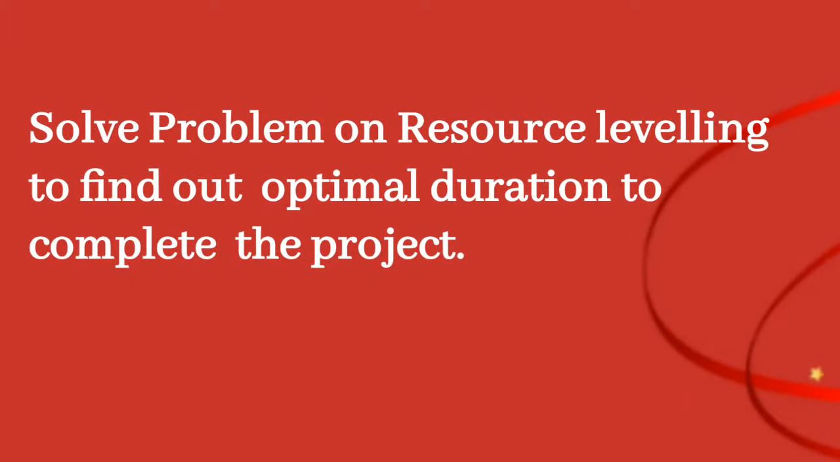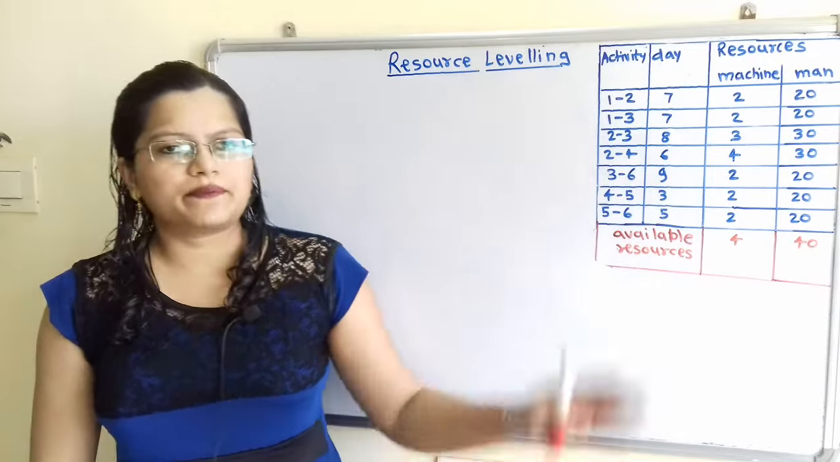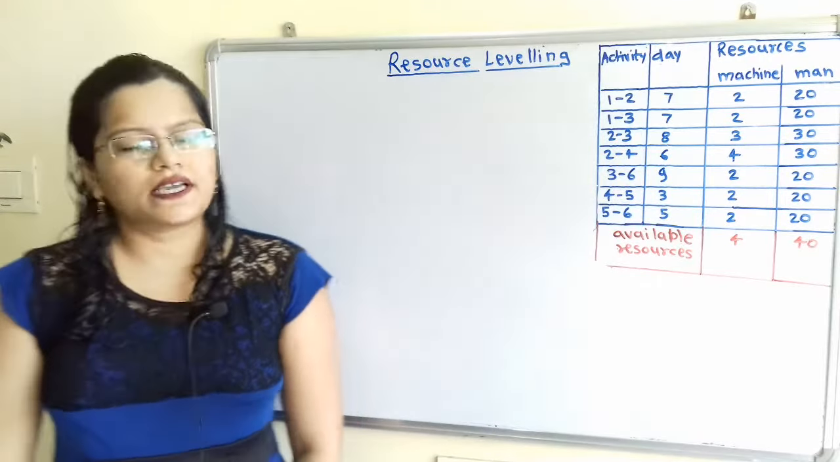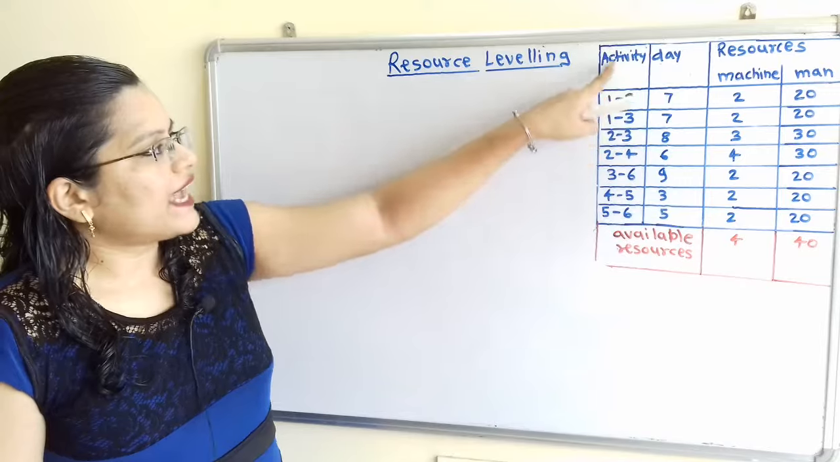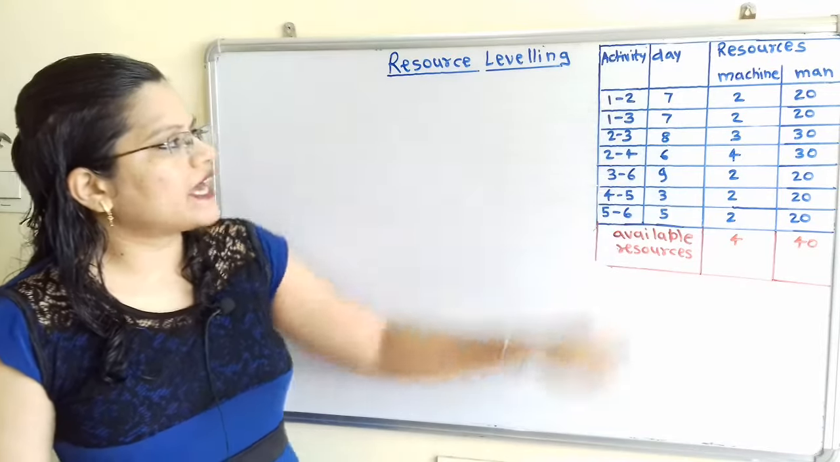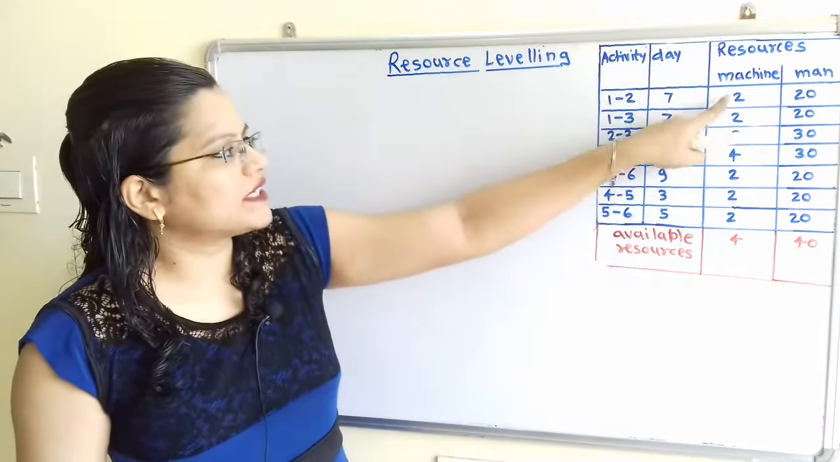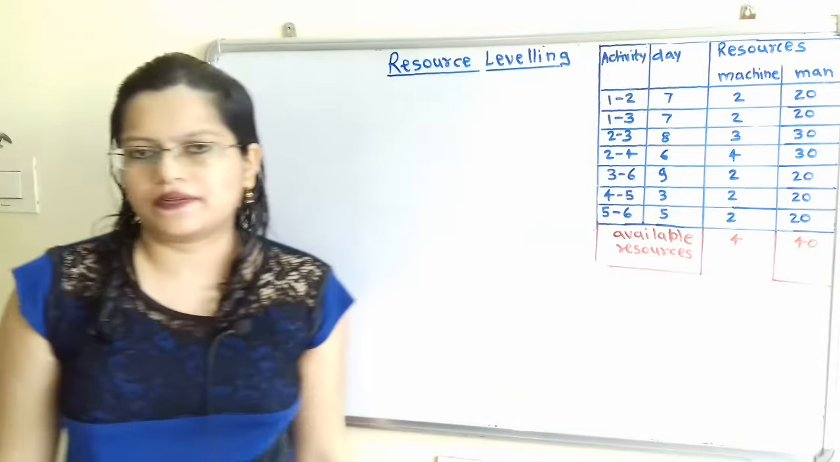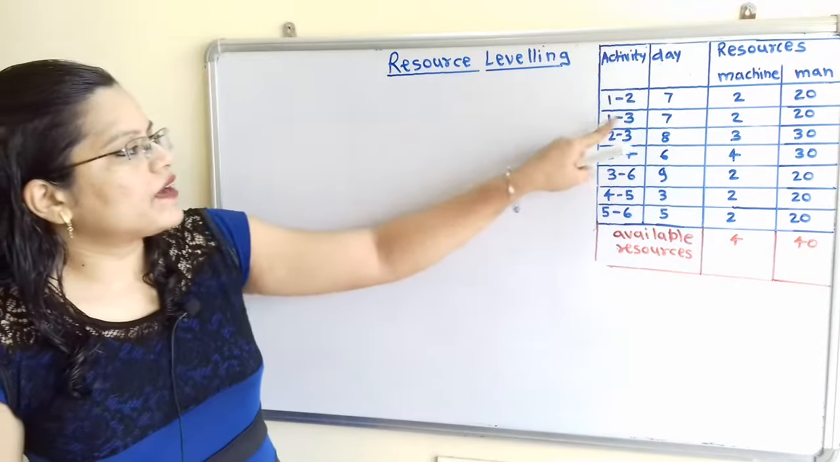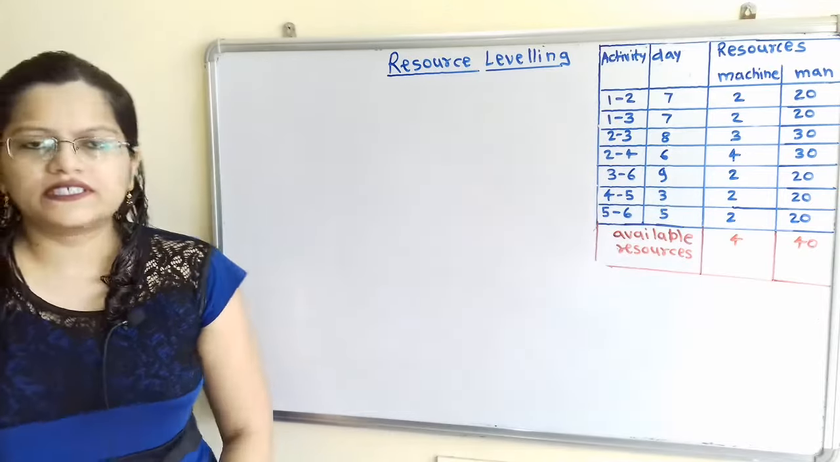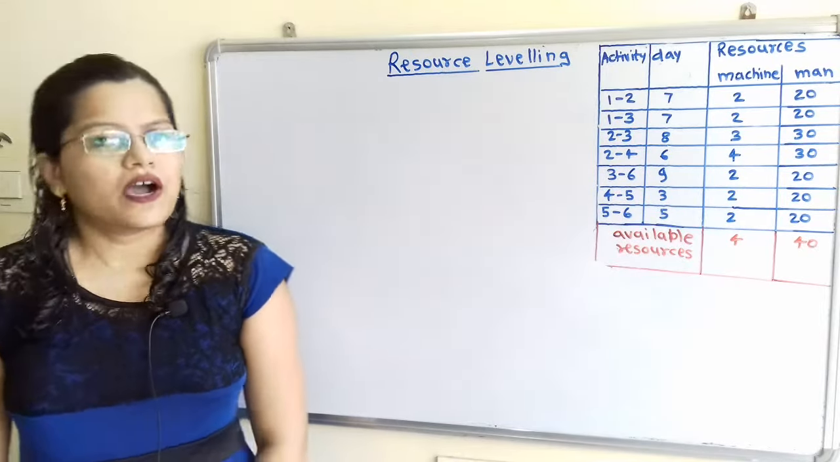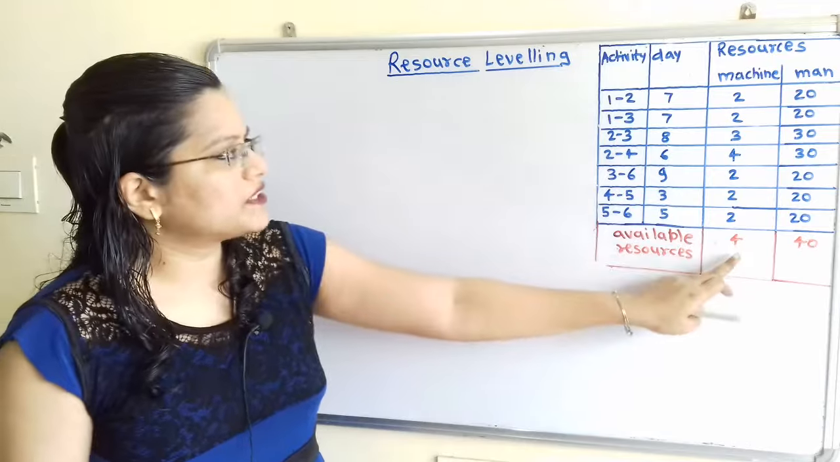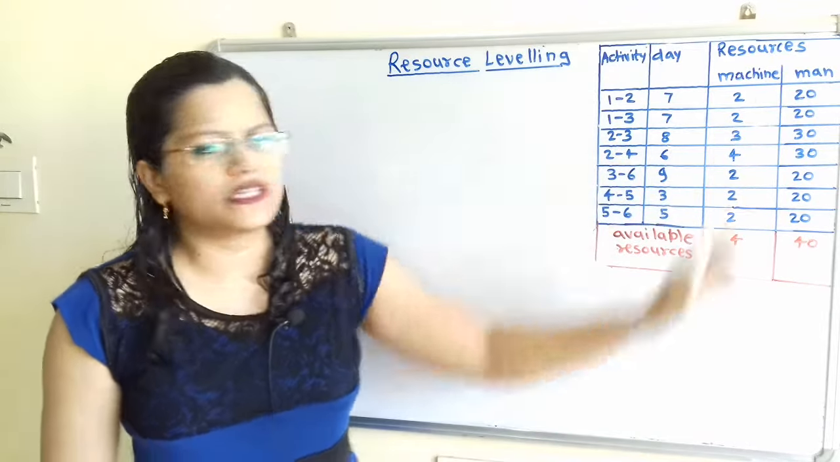Solve a problem on resource leveling to find out the optimal duration to complete the project. In the question, this table is given. From this table, we can say that for activity 1 to 2, 7 days are required and the required resources are 2 machines and 20 men. In the same way, activities 1 to 3, 2 to 3 and so on are given. Available resources are also mentioned: 4 machines and 40 men.